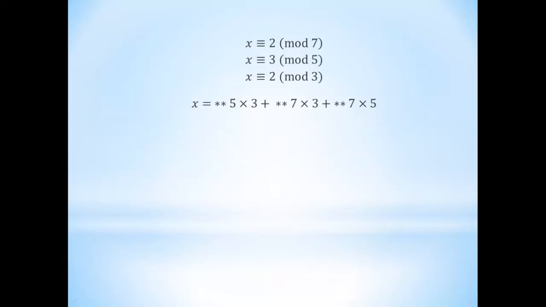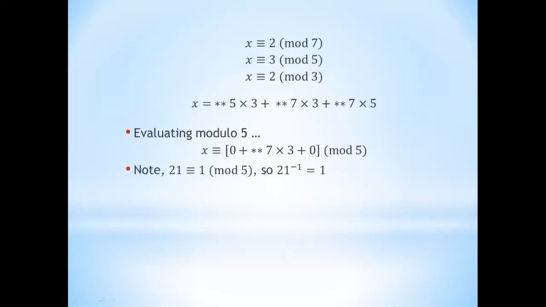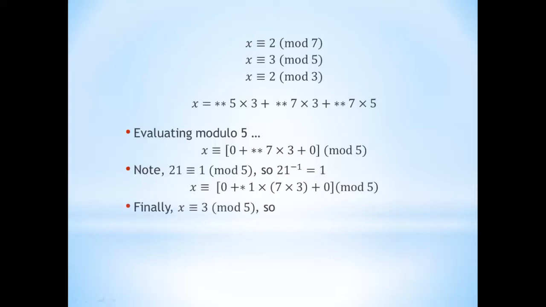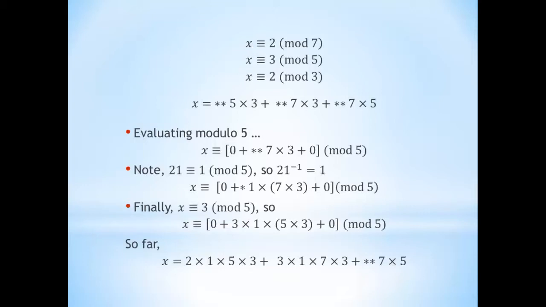Alright, now we'll be looking modulo 5. The first and the last term are congruent to 0 modulo 5. Let's take a look at the middle term and first concentrate on the 7 times 3. 21, once again, is congruent to 1 modulo 5. Therefore, its inverse is 1, and our first coefficient is 1. We want, however, x to be congruent to 3 modulo 5. We multiply this term by 3, and so far we have this sum. The first term we did by evaluating modulo 7, the second evaluating modulo 5.